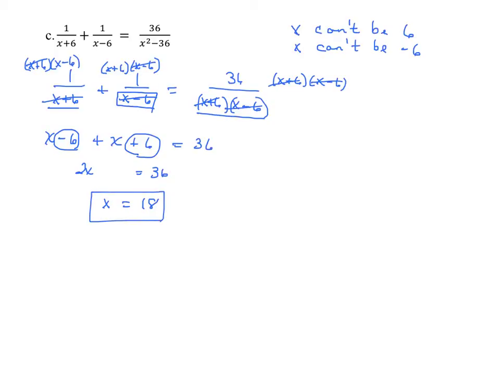Now we can check our work. Don't forget that you can check your work. So now let's go for it, and we'll get 1 over x plus 6 plus 1 over x minus 6 is equal to 36 over x squared minus 36. So let's pop in 18. 18 plus 6. 18 take away 6. 36.